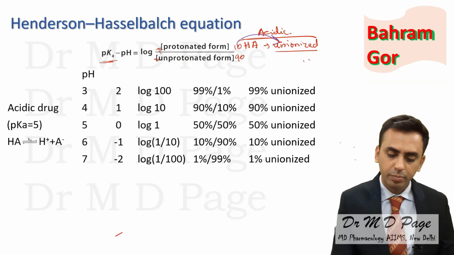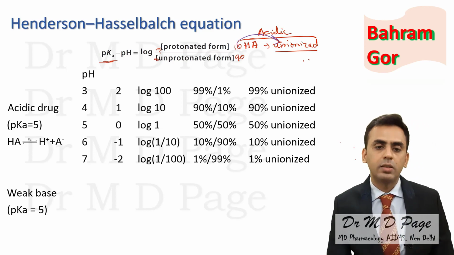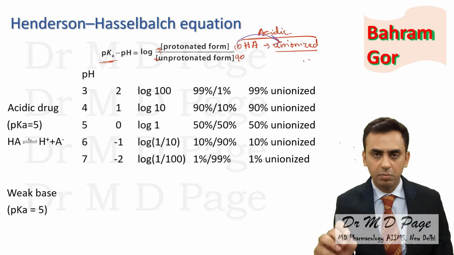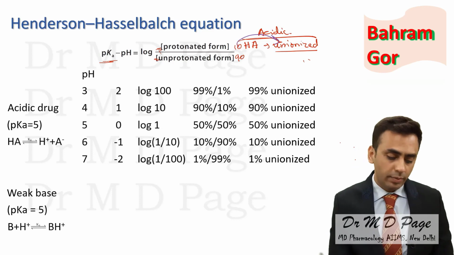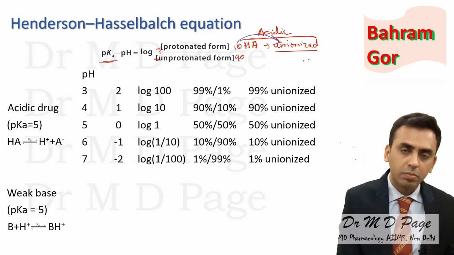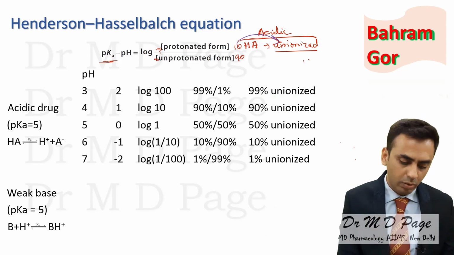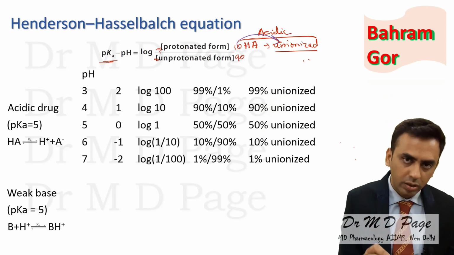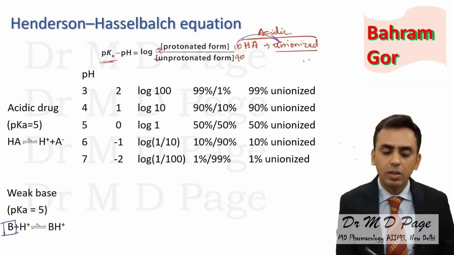Next we will see for basic drug. What will happen for a basic drug? Consider again this is a weak basic drug with a pKa of 5. Same thing. So what will be the reaction? Reaction will be B plus H plus. Base means it will accept hydrogen, so it will form BH plus. See which is charged, which is having no charge. What is important? No charge is important. No charge means it will be crossing the membrane.